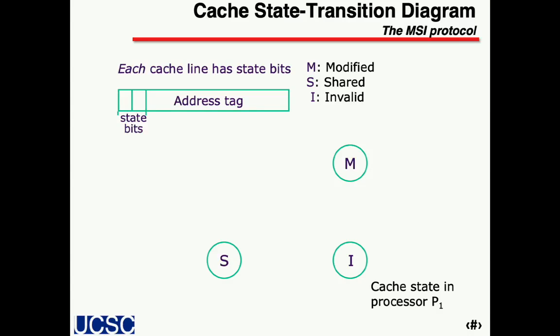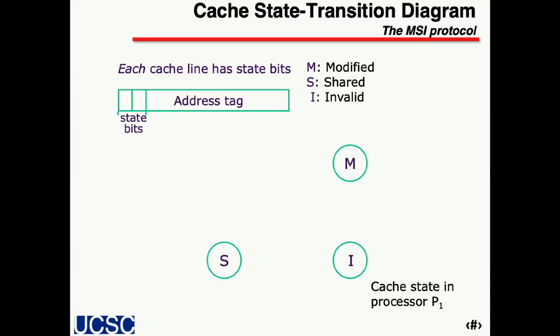So invalid means, as the name implies, this cache line is not being used or is not in my cache. So it's not present. We need a little mark to keep track of things. So invalid means it's not present or not being used in this cache. Fine, it's kind of like a base point. Now if the data is in my cache, that means it can be either M or S, modified or shared. What do those two mean?